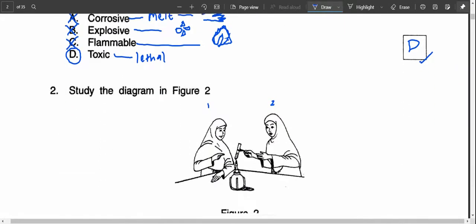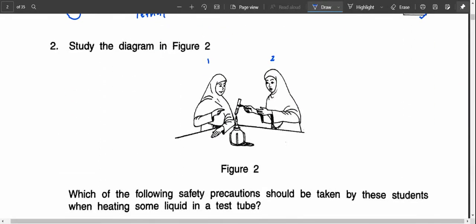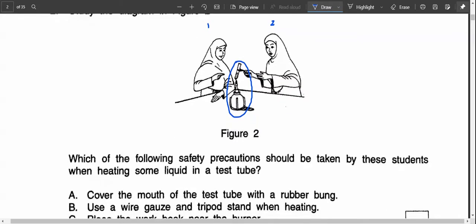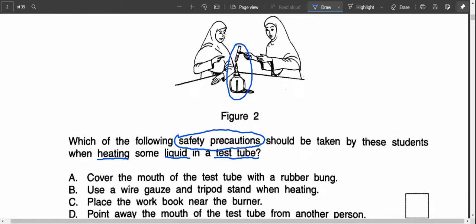Second question, study the diagram in figure 2. So in figure 2, you can see two students are doing an experiment. One of them is heating a test tube on a Bunsen burner. Which of the following safety precautions should be taken by the students when heating some liquid in a test tube? So you should take note, they're asking about safety precaution, and they're also emphasizing that they are heating liquid in a test tube. So what are the things that they're supposed to do and things that they're not supposed to do?